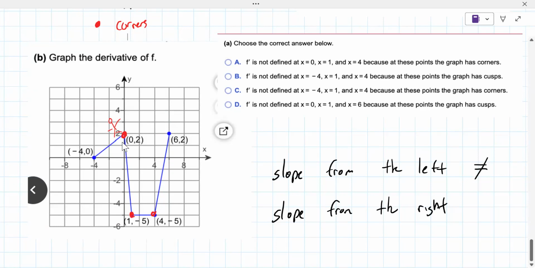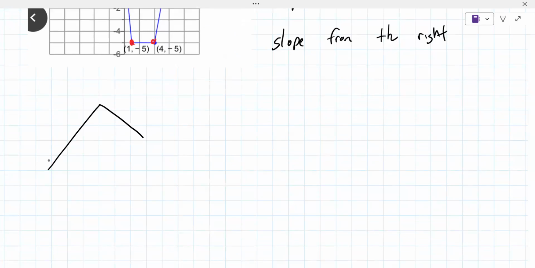So it's undefined, and it's the x values you care about. So that's 0, 1, and 4. And you can see the word corner in the answer. And then there's this word cusp. We'll talk about that in a moment. I believe the answer is A. A corner is literally a corner. That's a corner. This is a cusp.